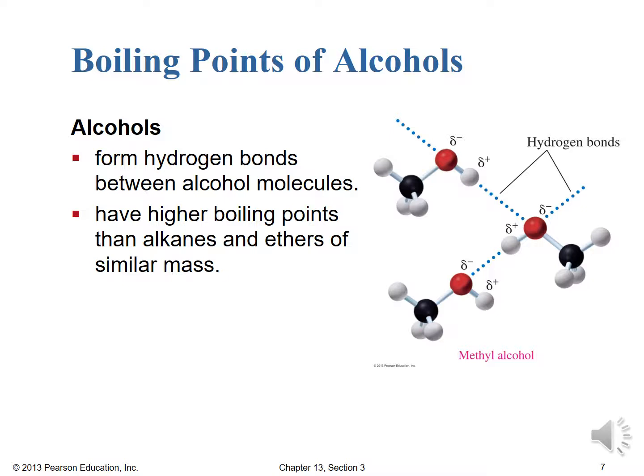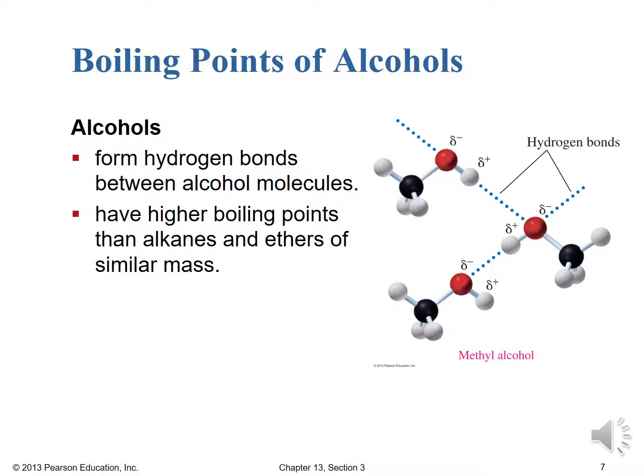So methanol and ethanol, these mix very well with water because they're small. They also have much higher boiling points than alkanes and ethers of similar mass because of the hydrogen bond interaction being strong. They're able to have much higher melting points and boiling points than you'd expect. Just like water has a very high melting point and boiling point for a small molecule, the alcohols, because of the significant hydrogen bond interactions, have very high melting points and boiling points compared to the alkanes or the ethers of similar mass.